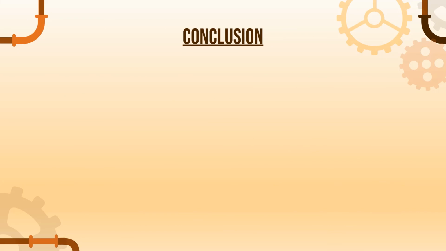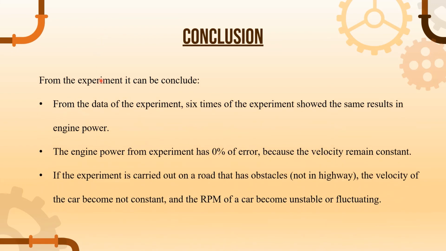After conducting the experiment and the analysis, we can conclude several points. The first one, from the data of the experiment, the 6 experiments showed the same result in the engine power. It is because the velocity remained constant from the first until the 6th experiment. The second one, since the engine power is the same, from the experiment we know that the engine power has 0% error.